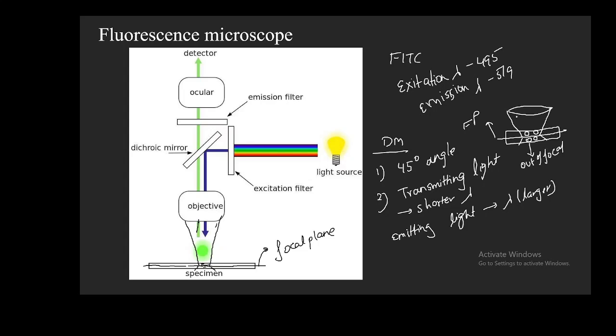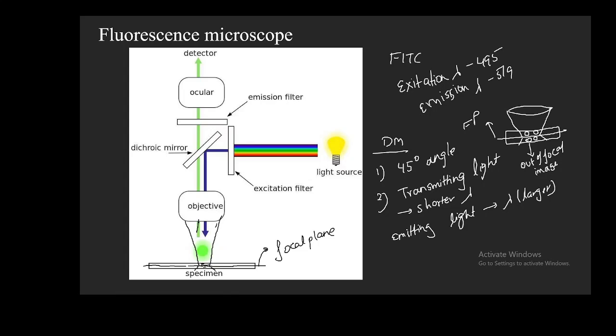because this is not fixed. The field is very wide here. This is going to produce the out of focal image. You can say the illumination is not very fixed, and therefore the light is hitting the wide field of the specimen, and therefore the out of focal image is going to be produced by the fluorophore molecules which are not present on the focal plane.